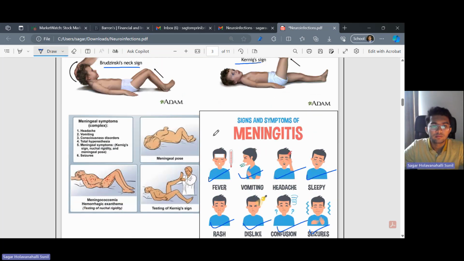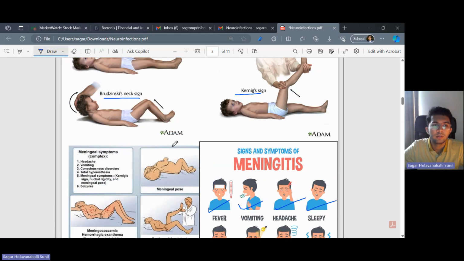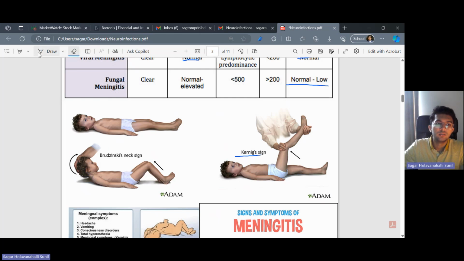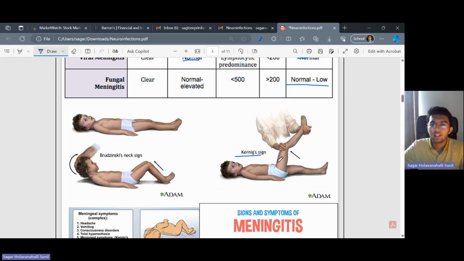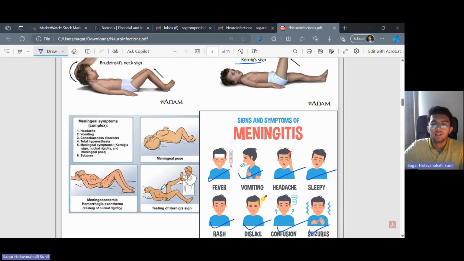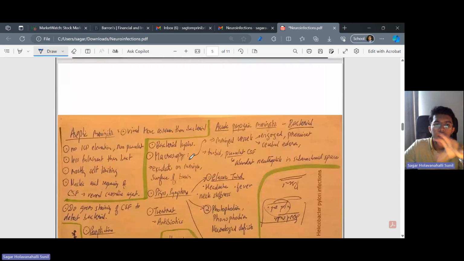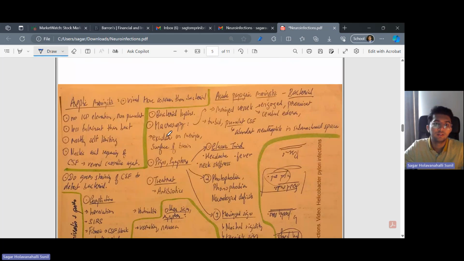Okay. So what happens over here in Brudzinski's sign is you try to lift the head. There's nuchal rigidity over here. In order to prevent the extension or this pull of the spine, there's a reflex in the leg, so you have this flexion of the hips. That's Brudzinski's sign. And with Kernig's sign, you try to lift the leg, and you're going to have this sort of pull back of the neck. Okay. And in meningococcemia, for example, you can have some rashes. So that's that. Like I said, this is a very, very huge topic.